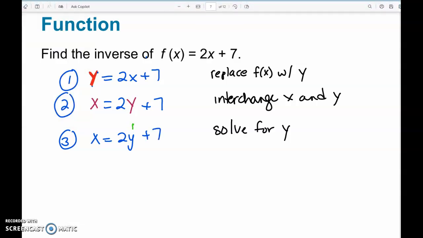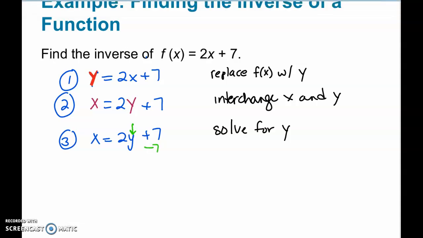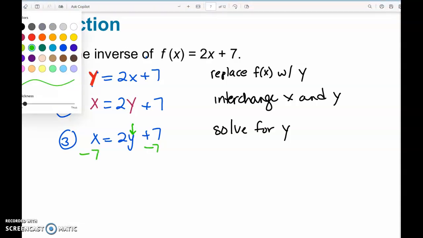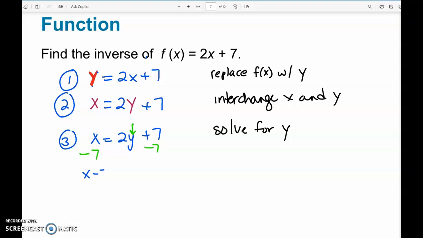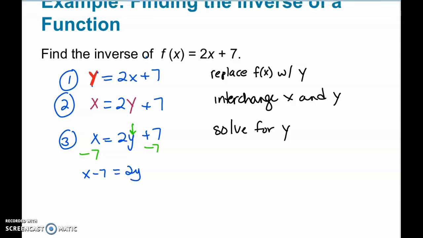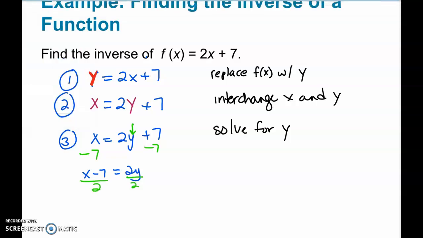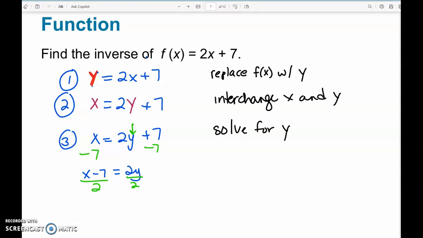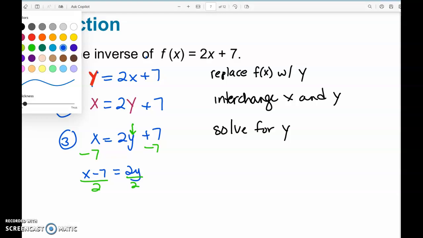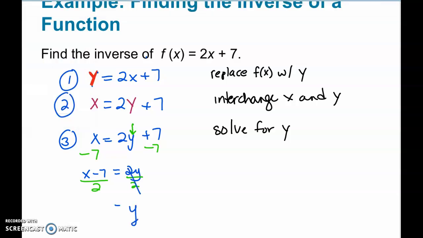So that means I want to get y by itself. I'm going to first subtract 7 from both sides. I end up with x minus 7 is equal to 2y. And then I'm going to divide both sides by 2. I have to divide this whole thing by 2. Don't just write it x over 2 or 7 over 2. It's the whole thing on the left side divided by 2. The 2's divide out here. I've got y is equal to x minus 7 over 2. Here is my inverse.